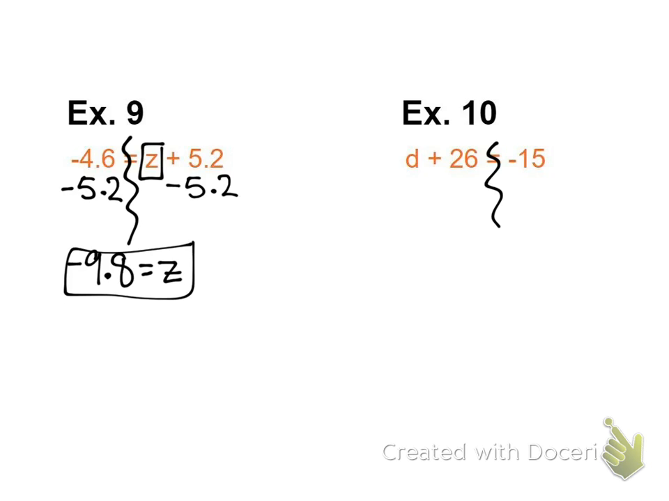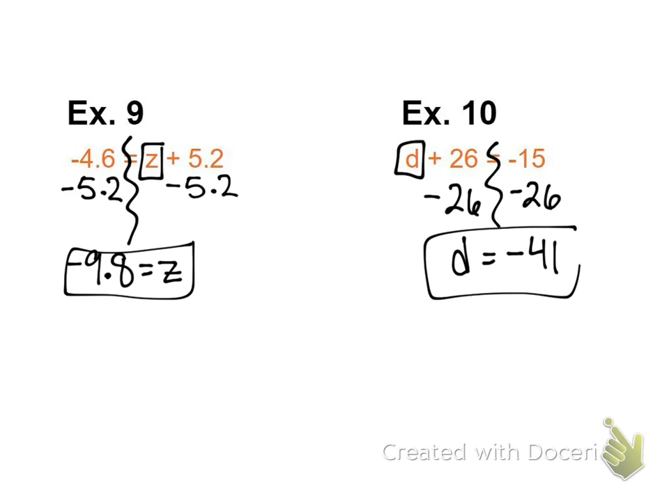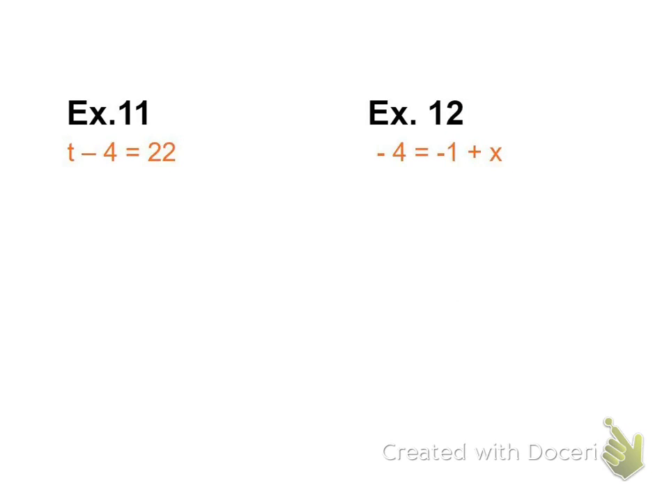What do we do on number 10? Good. Subtract 26. What do we get for D? Negative 41. Good, negative 41. Questions, concerns about those two? On 11, we should have gotten that T is equal to 26.